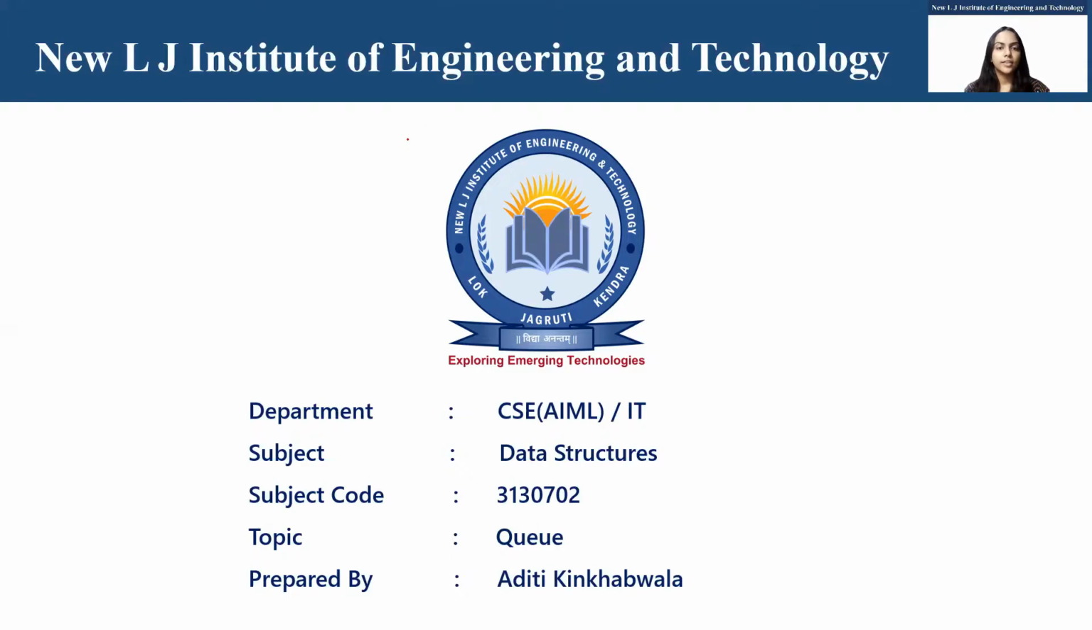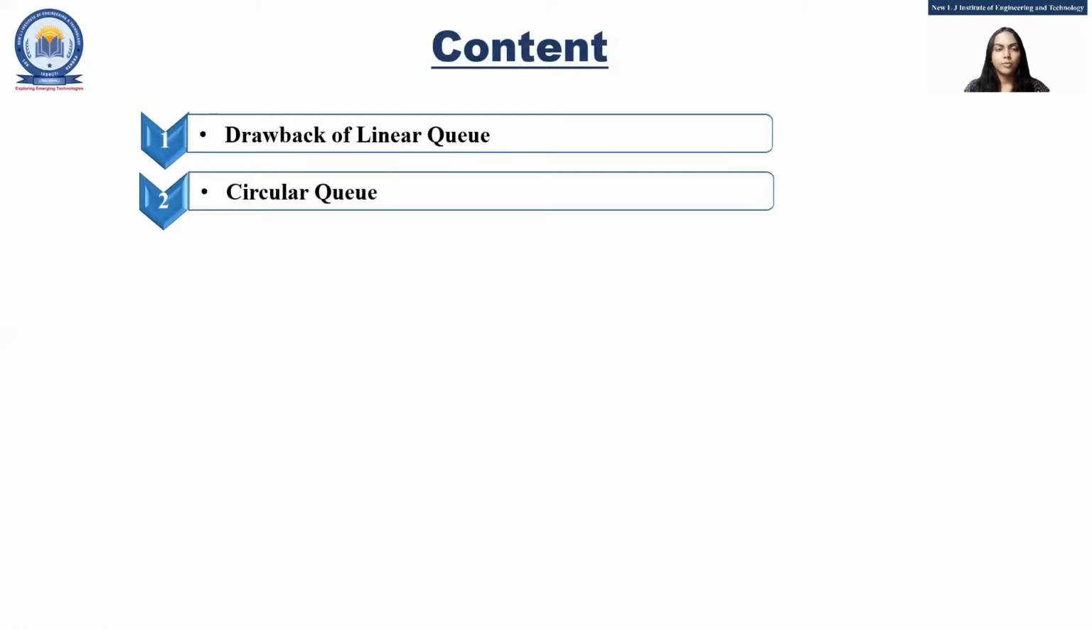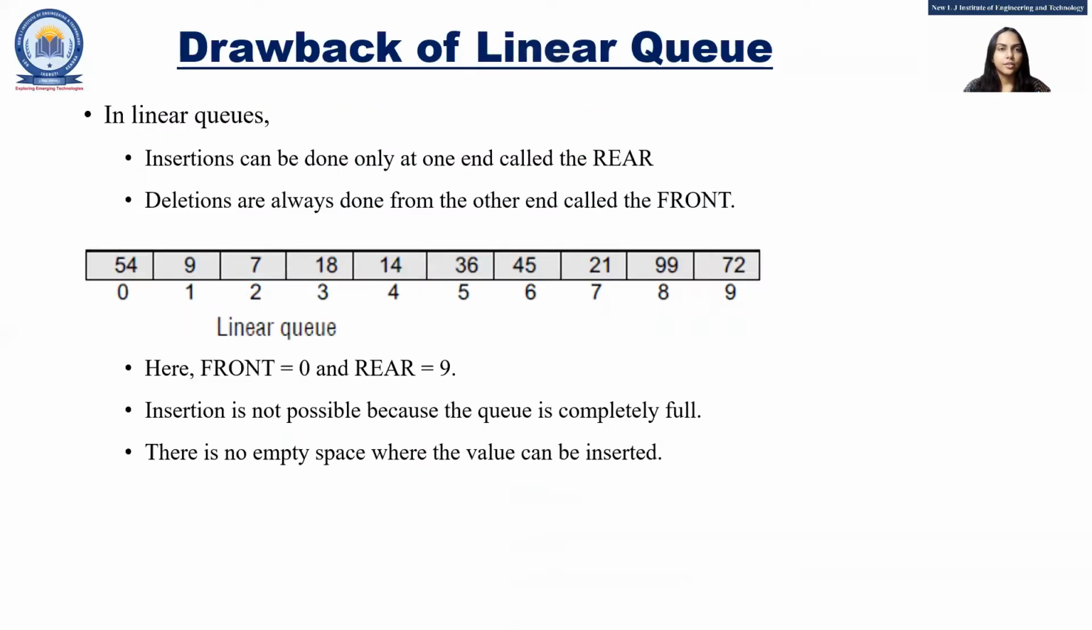Let us start with the next topic of queue, which is circular queue. Before that, we will also see what are the drawbacks of linear queue. Now, students, in the last lecture, we saw what is a linear queue. It is basically a data structure which follows first in, first out order, right? There are two pointers in a queue, which are rear and front.